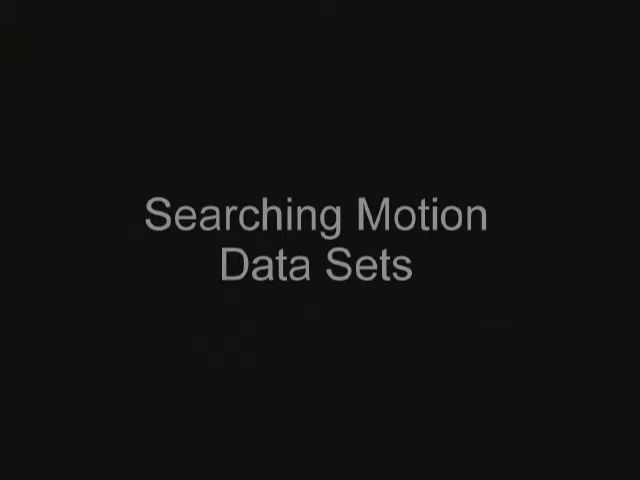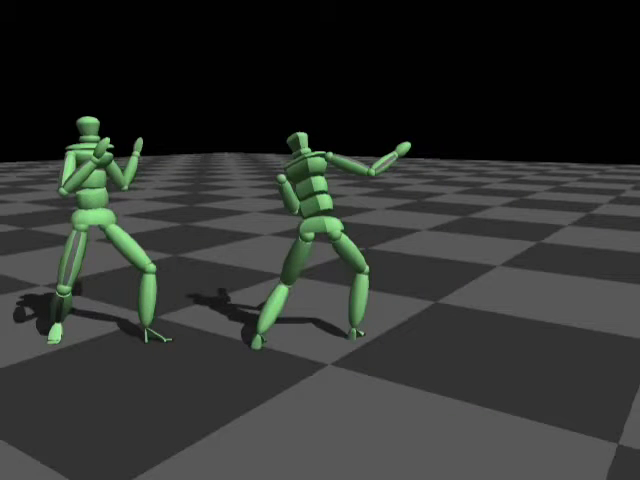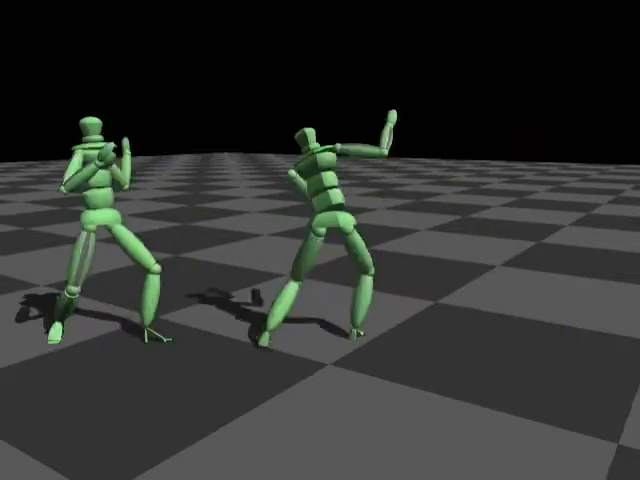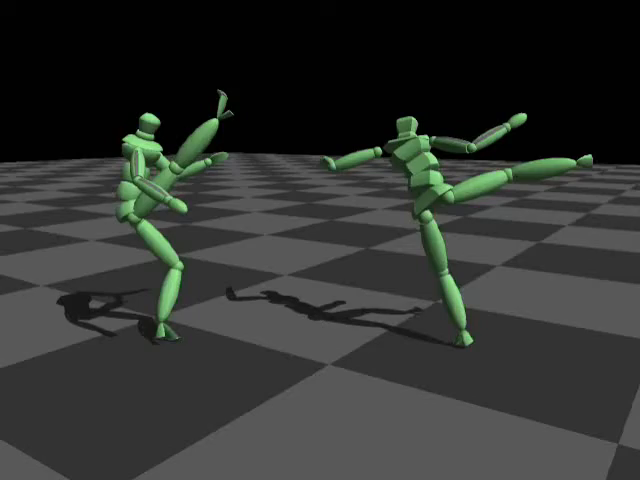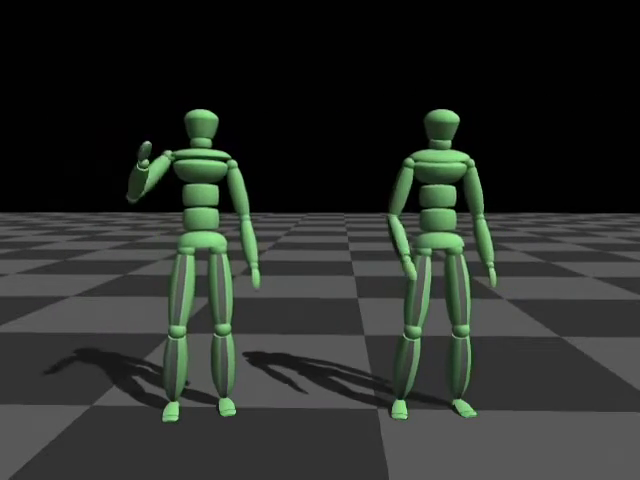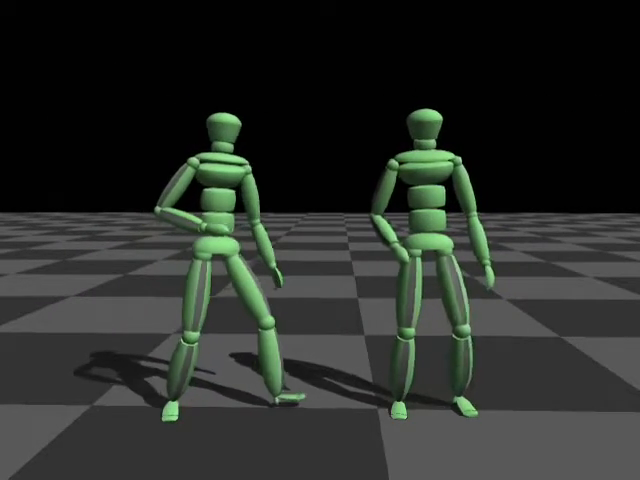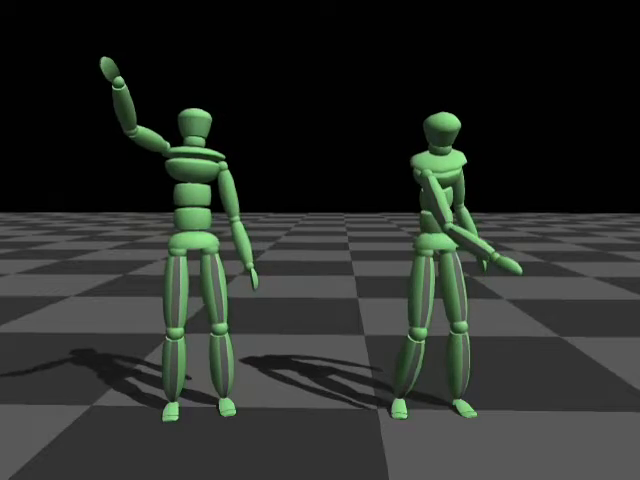Given a query motion, our goal is to find logically similar motion segments in a database. However, logically similar motions can look quite different. While these two motions are both kicks, the foot trajectory and upper body posture are quite different. In these two reaching motions, the frame-to-frame differences are in completely opposite directions.